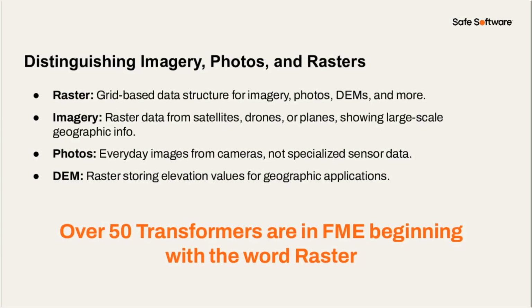Now, there's a huge array of data and models to work with. One of them is a DEM, or a digital elevation model, a specific type of raster where the grid cells store elevation values commonly used in geographic and topographic applications. FME works effortlessly with raster data. There are over 50 transformers dedicated entirely to raster processing, and they all start with the word raster. That means whether you're analyzing satellite imagery, transforming digital elevation models, aligning rasters, or extracting key information, there's a tool specifically designed to make your task faster and easier.